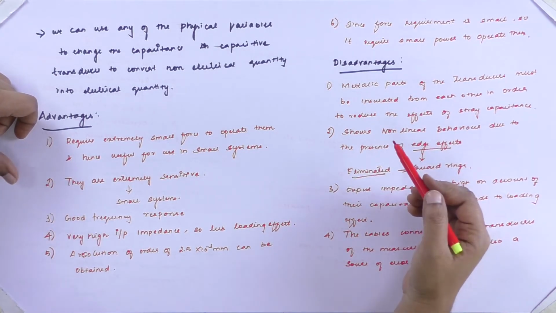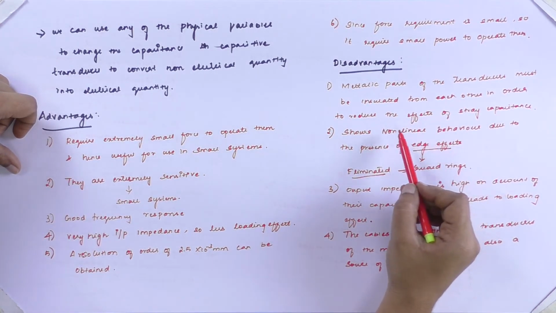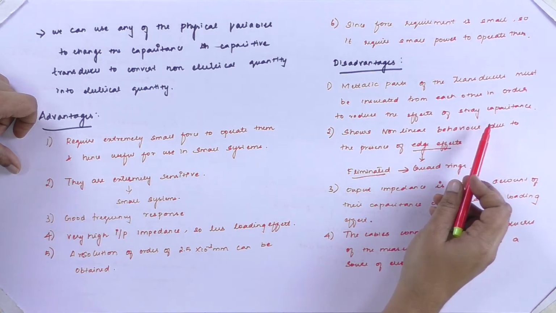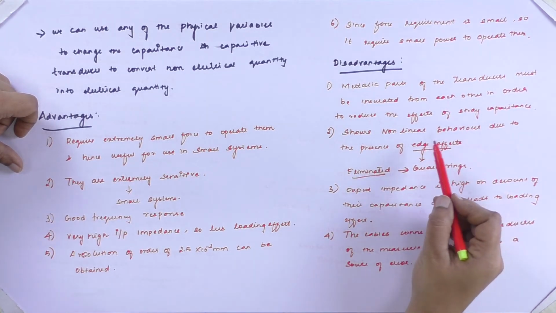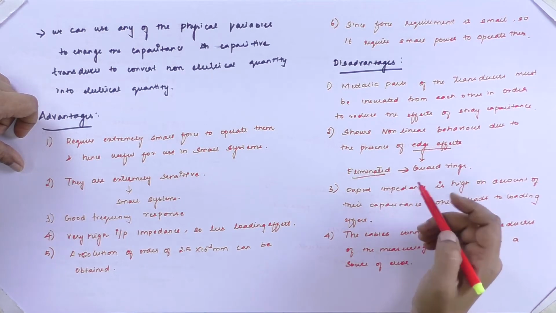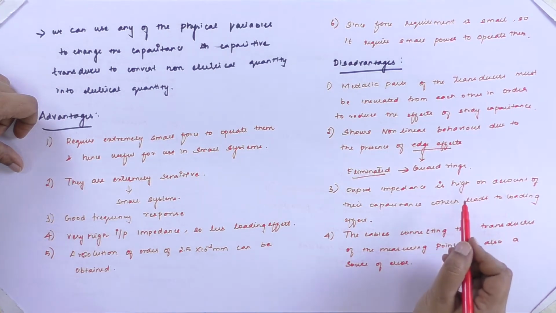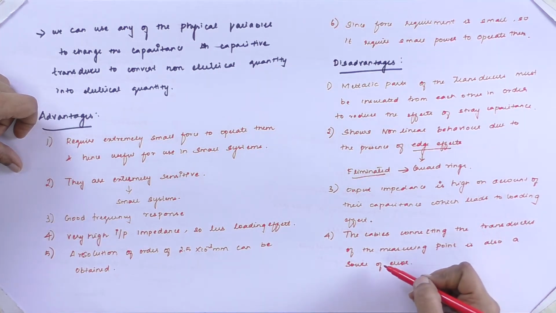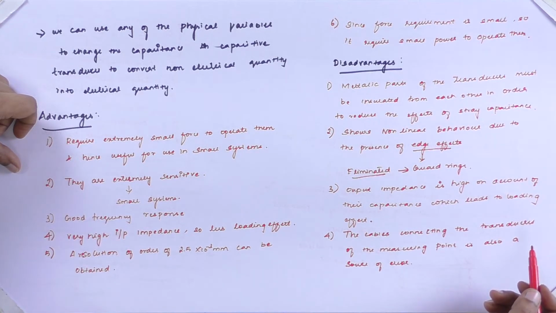So we have 4 disadvantages. One is the metallic parts of the transducers must be insulated in order to reduce the effect of stray capacitance. So it must be shielded. And next one is due to the edge effect, it shows a non-linear behavior which can be eliminated by using guard rings. And the third one is the output impedance is high in case of capacitive transducers, which leads to loading effect. And the fourth one is the cable which is used to connect the transducers to the measuring point causes error, because the impedance of the cables will get added to the capacitance while measuring the value of the capacitance.